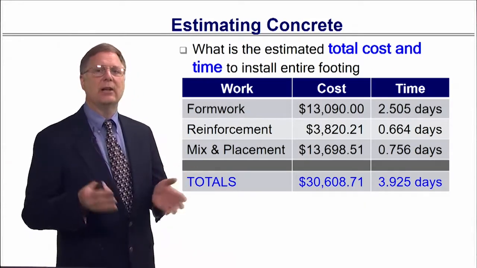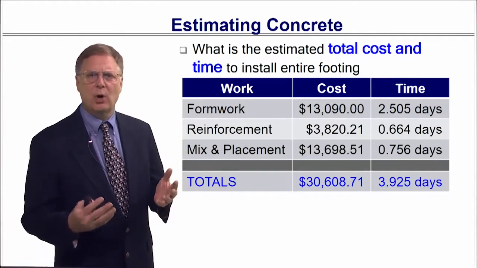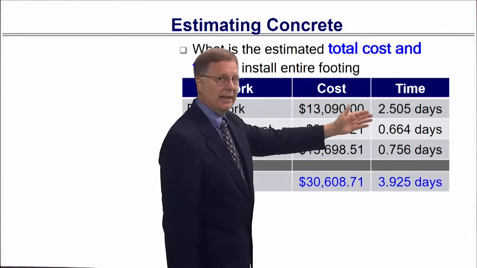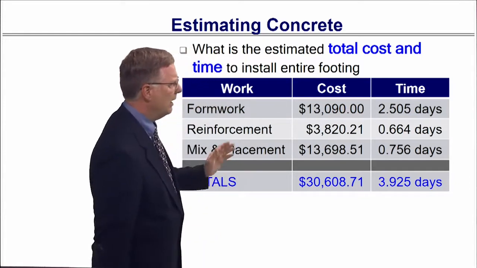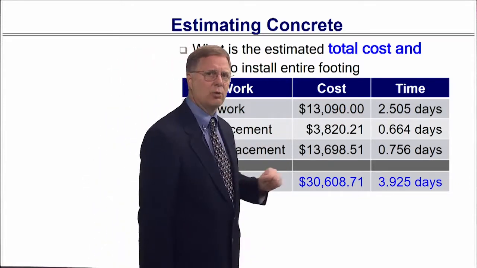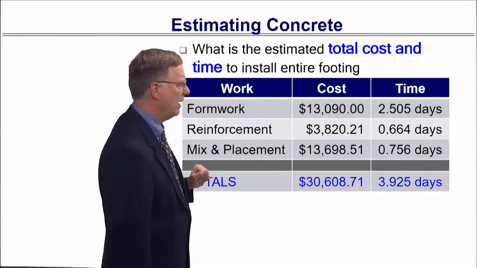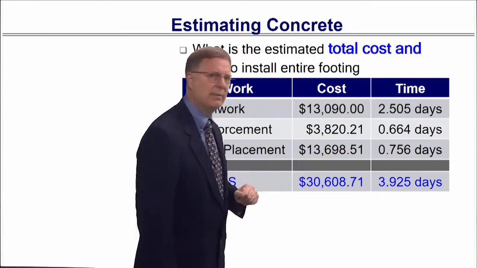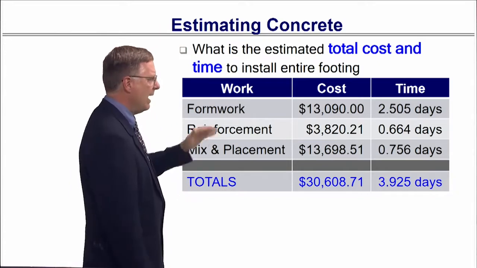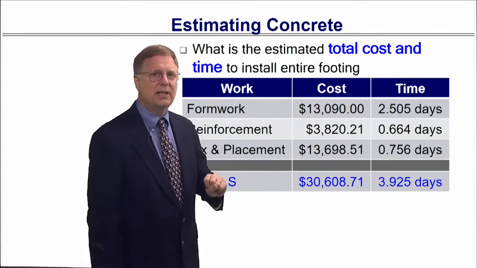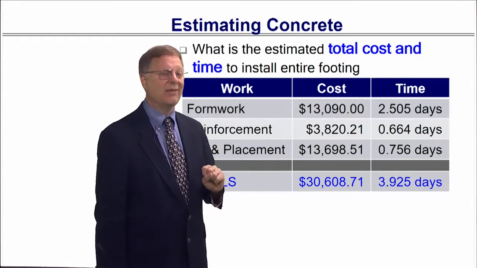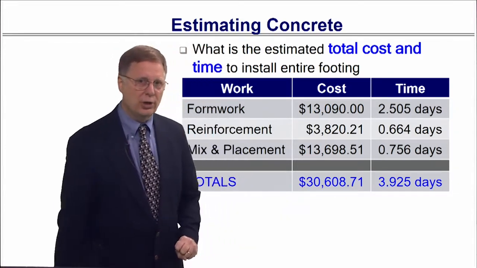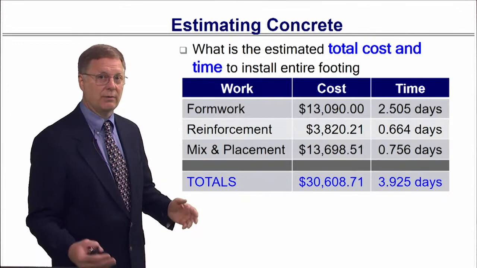And so now we can take a look at the total price, and I've kind of captured them all here on the table. The formwork, $13,090, but a lengthy time to put that in there. The reinforcement, $3,820, and a very short time to place the reinforcement. And the mix and placement is there. Add them all up, we got $30,608.71. And a total of about 4 days to do this whole job. 4 days continuous, of course.